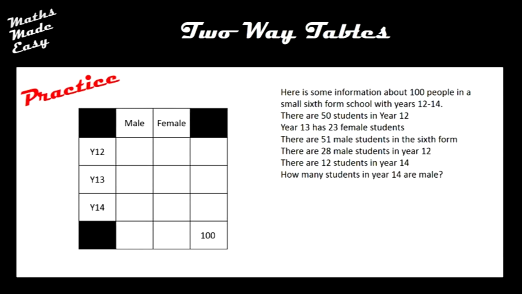100 people in the small sixth form, 50 students in year 12, 23 females in year 13, 51 males in the sixth form in total, 28 male students in year 12, and 12 students in year 14. So that's all of the information that I can take from the text. Now I'm going to need to start adding in my own bits, and I can see there that the missing number of females has to be 22 because it's got to add up to 50, and down the bottom it's got to be 49 females in total because it's got to add up to 100.